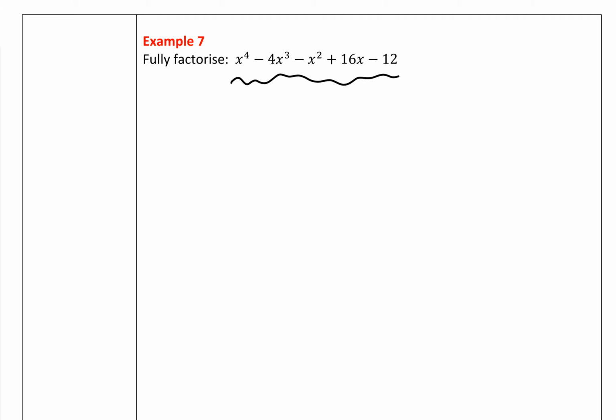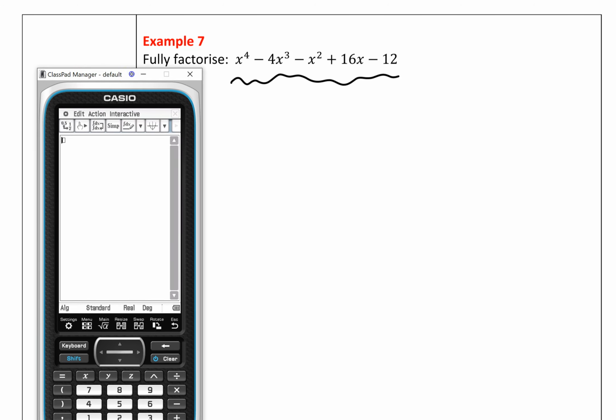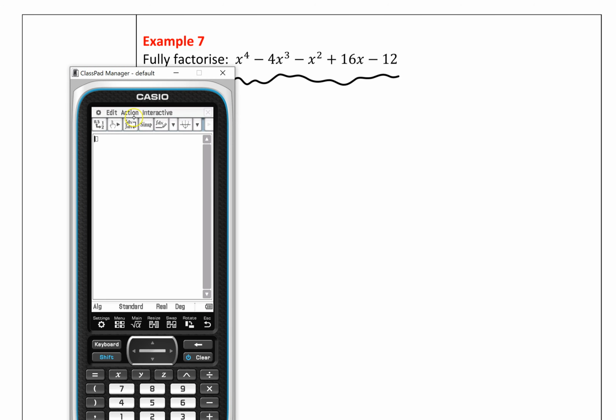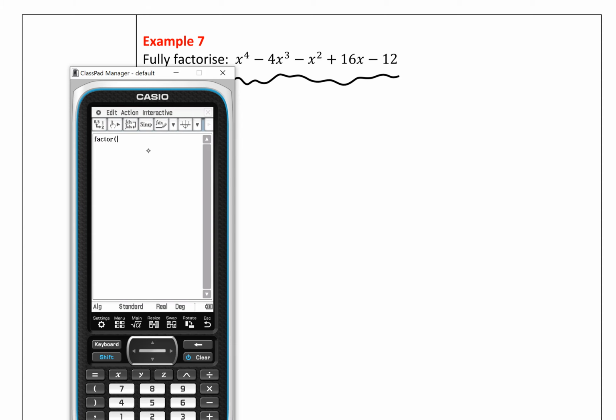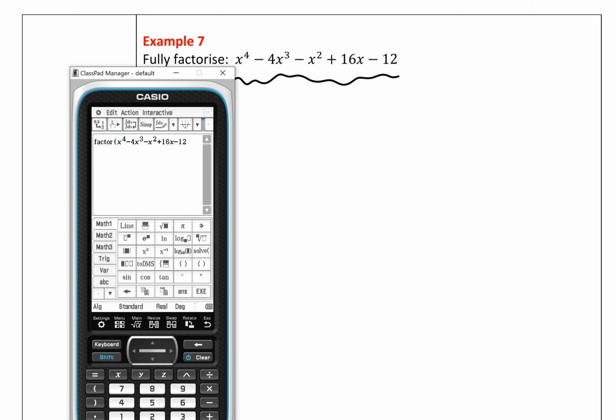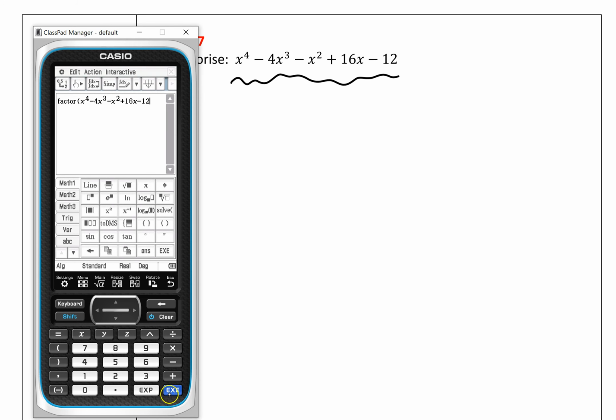Now, you'll never be asked to do this by hand, so all we need to do is get out our calculator. We can press Action, Transformation, Factor, and then Factor again. Now, we just have to type this in exactly as we see it. So I'll do that now. So as you can see, we've just typed that in. I'll now press Execute just at the bottom, which is that button there. And we've got this fully factorized.